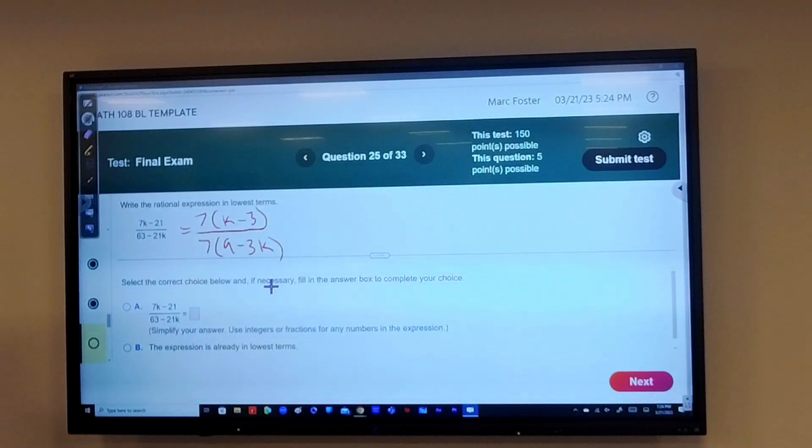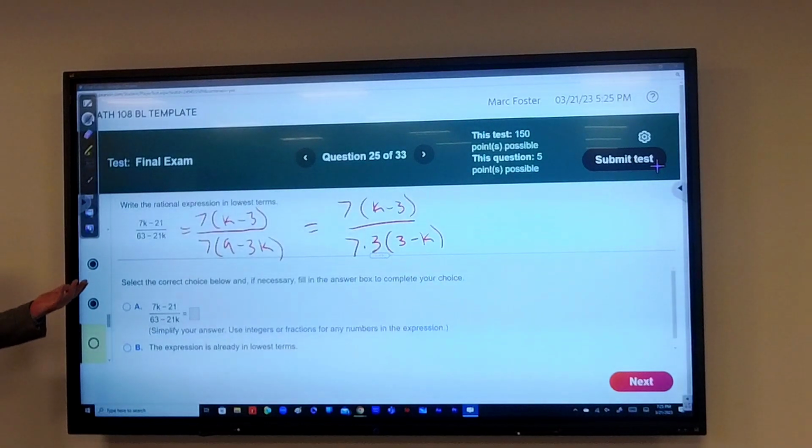What is the GCF of 9 and 3? 3, which is not 1. Until the GCF is 1, you can still factor. So we should say 7 times k minus 3 over 7 times 3 times, this would be like 3 minus k. Is it ideal now? Really? I could do it right. What's the answer then? Negative 1/3. Why is it negative?